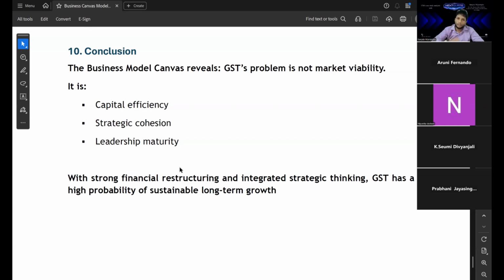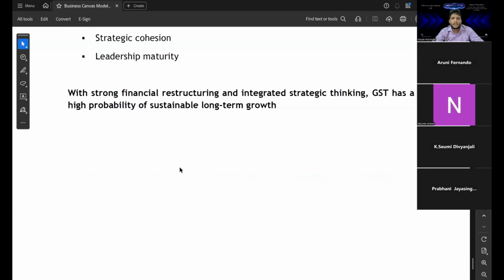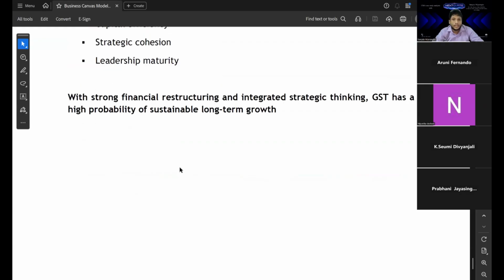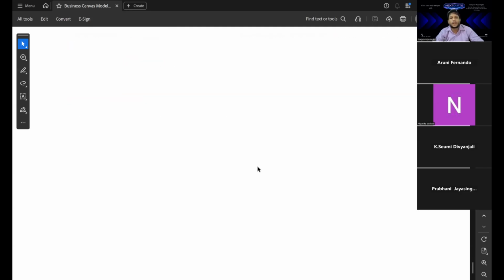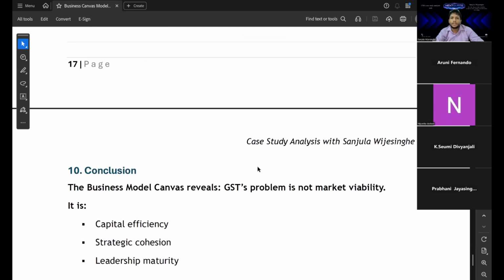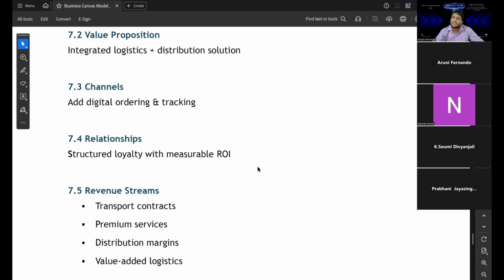George and the previous leadership were actually strong compared to the new one, with strong financial restructuring and integrated strategic thinking. Now, don't ask what is meant by strategic thinking. I have shared that, and GST has a high probability of sustainable long-term growth. That is the final conclusion of this business model.